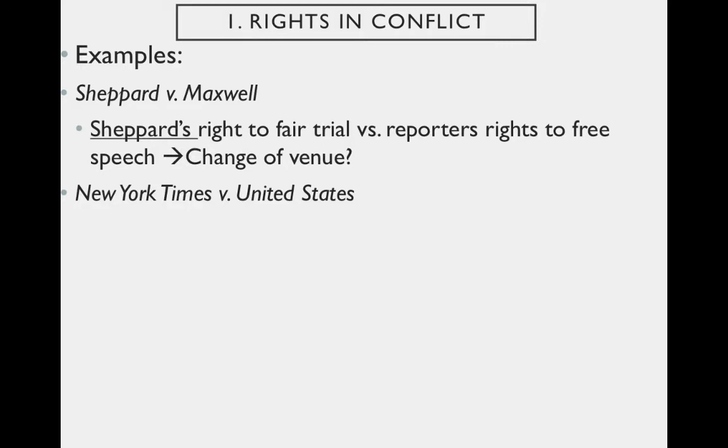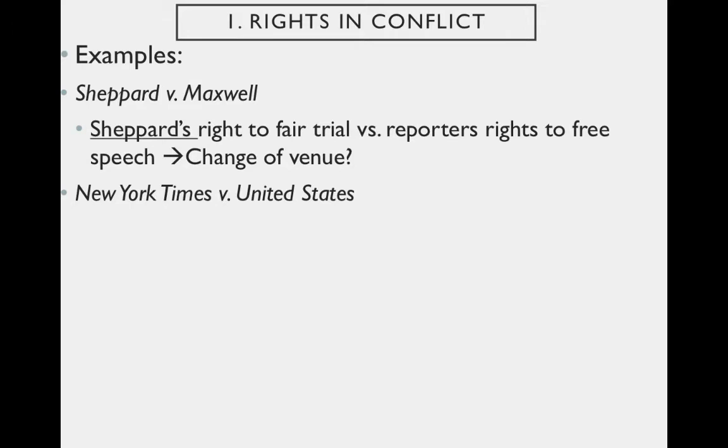So here are some examples of rights in conflict from the previous slide. There was a court case called Shepard versus Maxwell. The question was Shepard's right to a fair trial versus a reporter's right to free speech. It was in Ohio. Shepard was being charged with murder, and Maxwell was a reporter. Apparently the reporter got a bunch of information about the case and was putting this out in the newspaper. Okay, so that's Maxwell's First Amendment free press. Shepard was unhappy with this because everybody was reading about the crime before his court case.